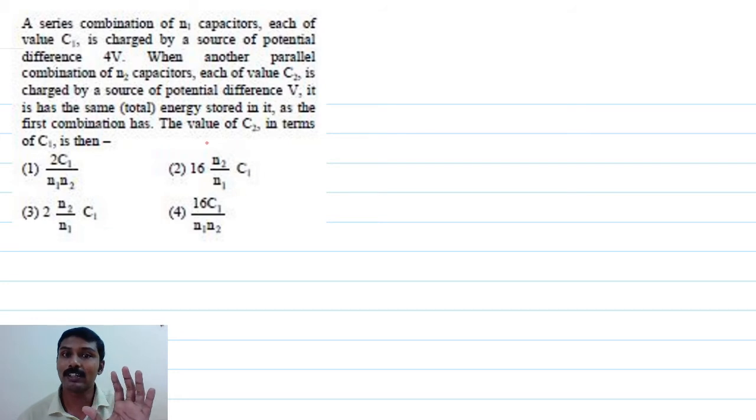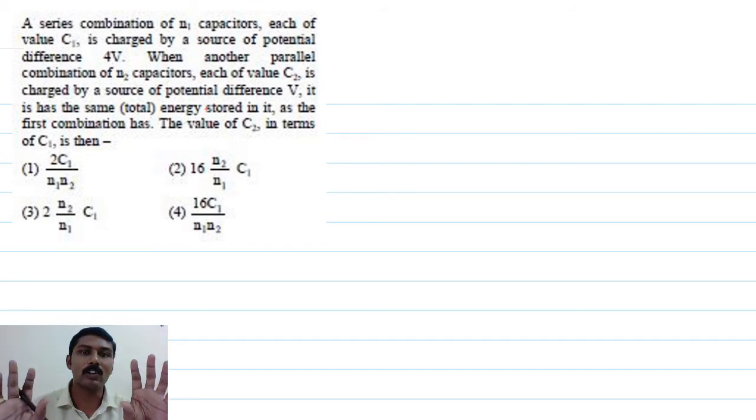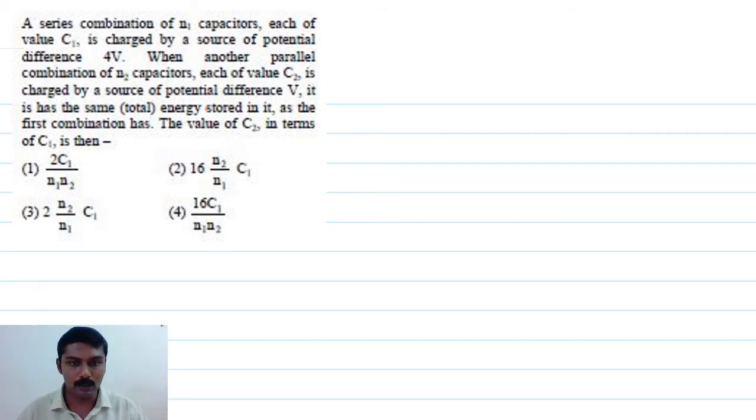So what is given here as a hint? In both cases, the energies are the same. So our idea is to find the total energy for the series combination, find the energy for the parallel combination, and equate them. Then we have to find the value of C2 in terms of C1. So let's start doing it. Let's start with the series combination. That's the first part of the question.